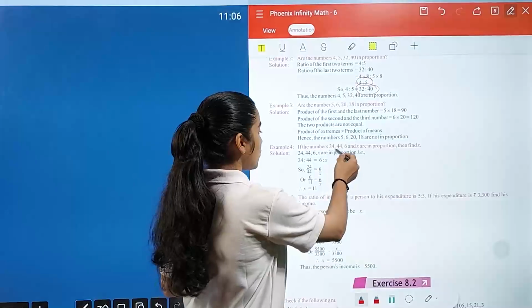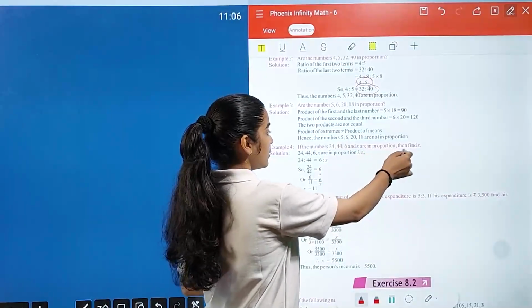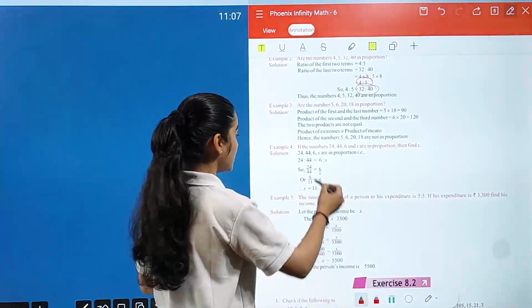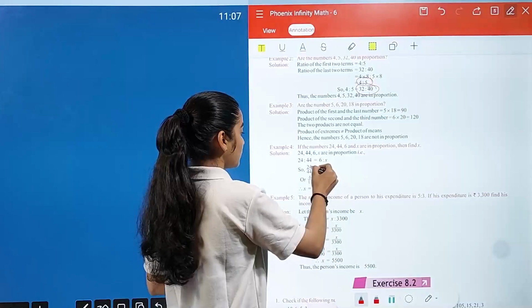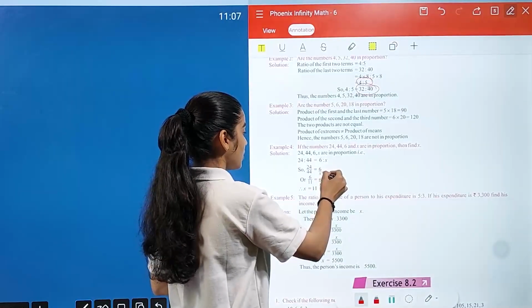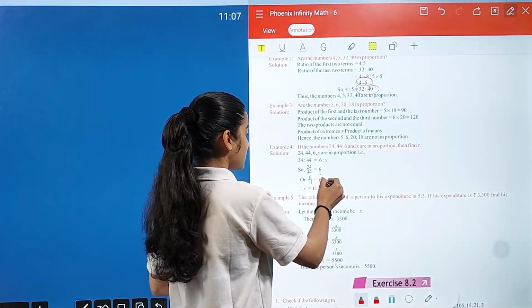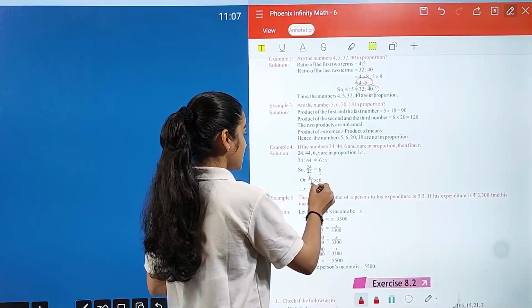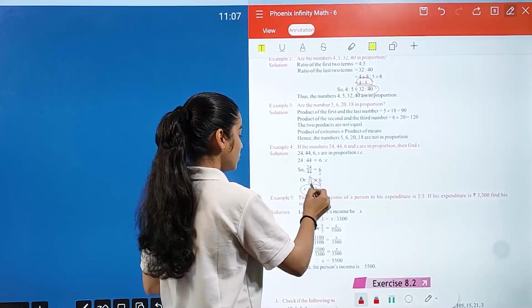If the numbers 24, 44, 6 and x are in proportion, then find the value of x. How can you conclude it? 24 upon 44 is equal to 6 upon x. So 6 by 11 is equal to 6 upon x. Cross multiply it: 66 divided by 6, x is equal to 11.